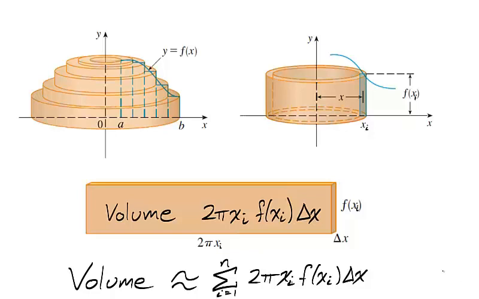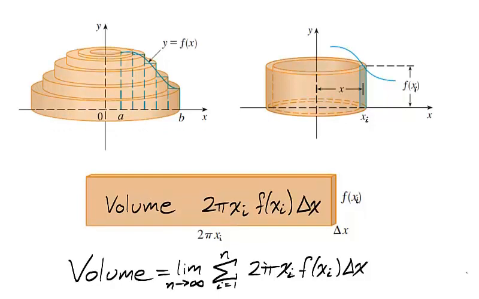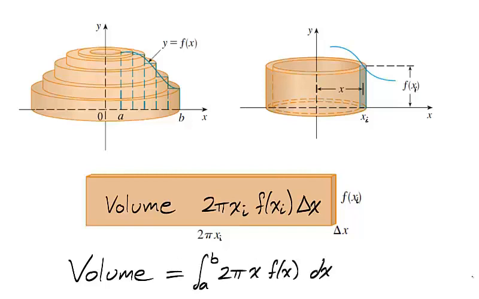The volume of the solid of revolution can be approximated by the sum of the volume of each shell. Taking the limit as n approaches infinity, n being the number of slices, we find that the volume is represented by this Riemann sum, which is the integral from a to b of 2 pi x times f of x.